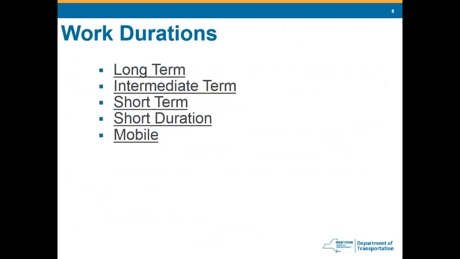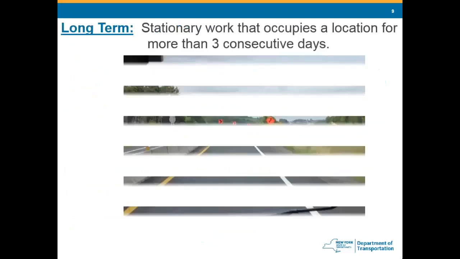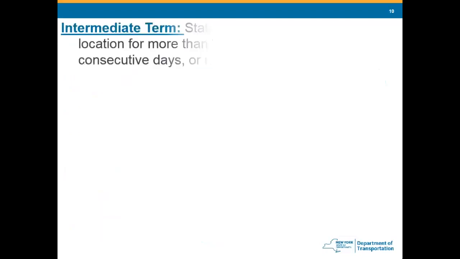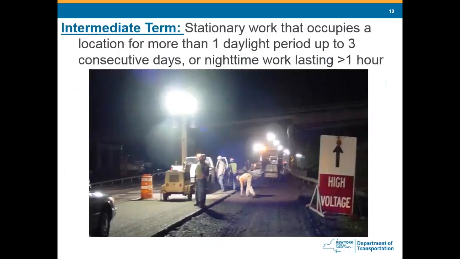Work durations: long-term, intermediate term, short duration, and mobile. We're going to talk about those. So, long-term stationary. This is going to be more than 3 days, more than 3 consecutive days in one location. Intermediate term, also stationary. This is up to 3 days in one location, or night work lasting more than an hour.